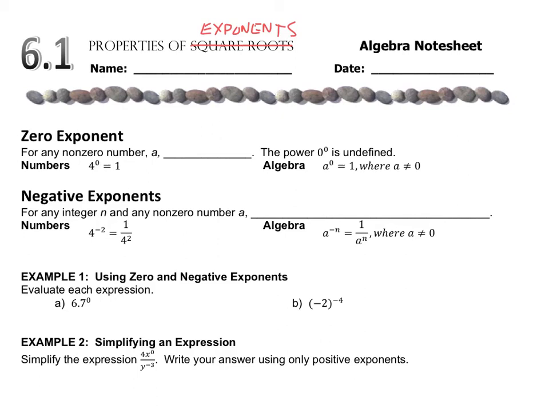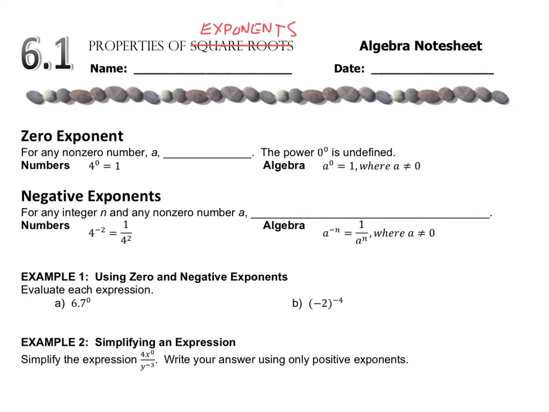Today we're going to start talking about properties of exponents. The first thing you'll want to notice right away is I did cross this square roots out. That's a mistake. It should say properties of exponents. There's a whole bunch of rules for exponents, how to put them together, and what some new ones that maybe you haven't seen before do and what they look like.